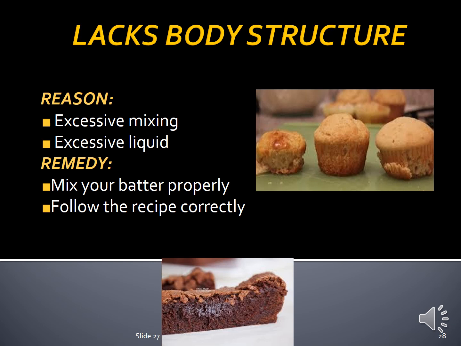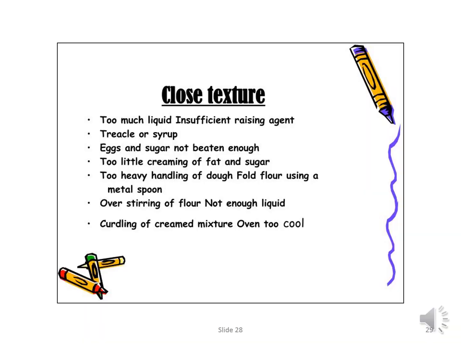Many times the cake crumb lacks body structure. As seen in these pictures, the body structure has not been maintained, it is crumbling. It is because of excessive mixing, or it can be due to excessive use of liquid. To not have such a crumbly texture, we should mix the batter properly and follow the recipe correctly.